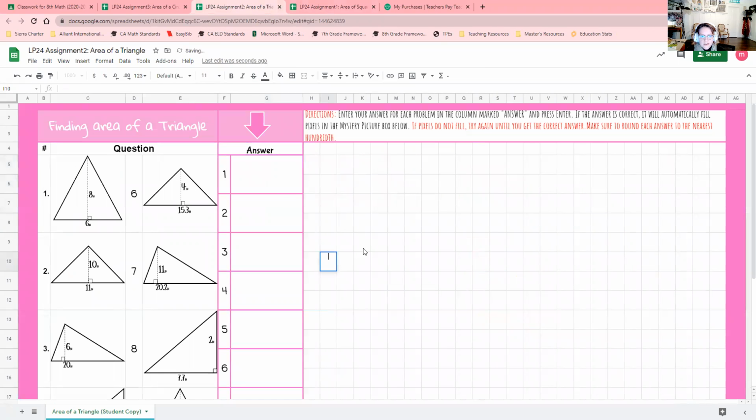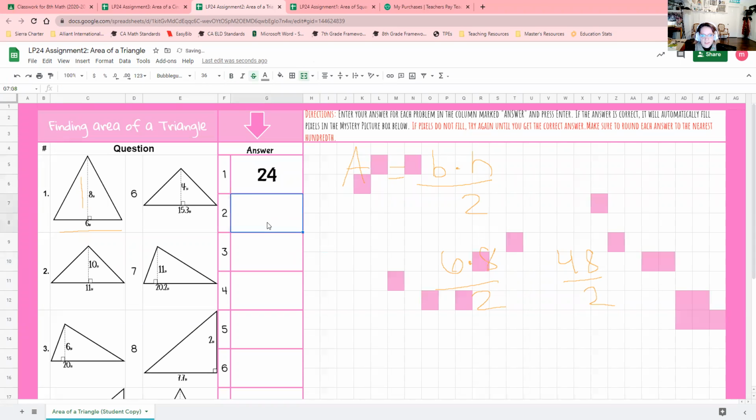Area of a triangle is a very similar process. Area is base times height, but then you're going to divide it by 2 because a triangle is half the size of its matching rectangle. So base is 6, height is 8, 6 times 8 over 2. Well, 6 times 8 is 48, divided by 2 gives us an answer of 24. Boom, there's your area. Let it think.